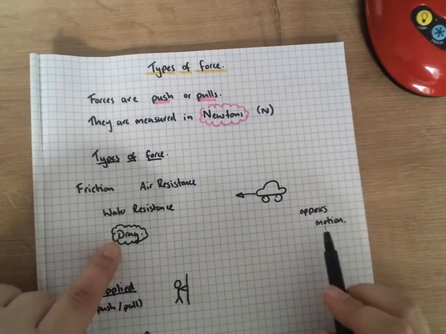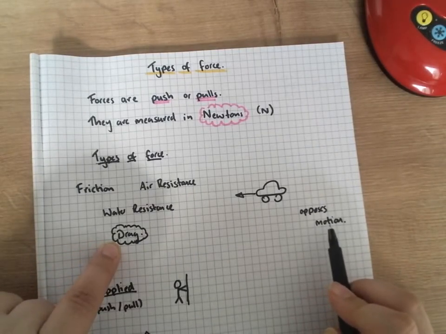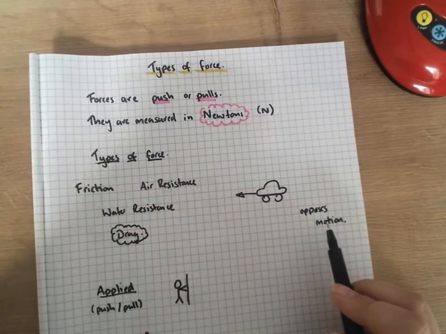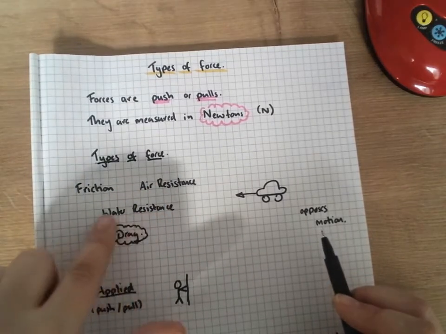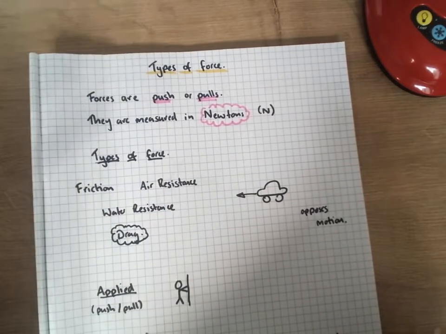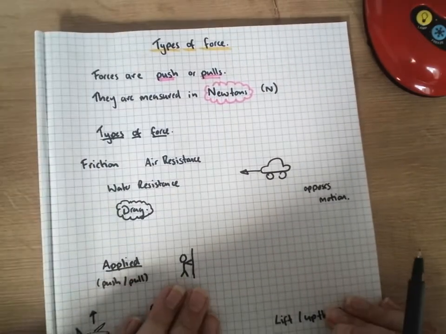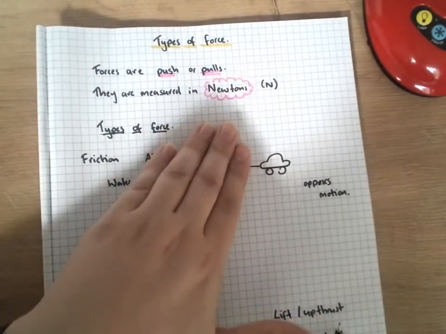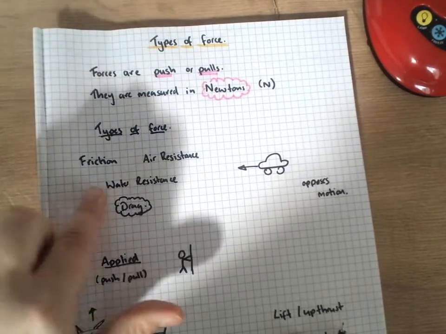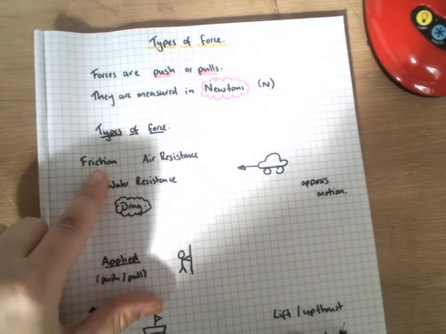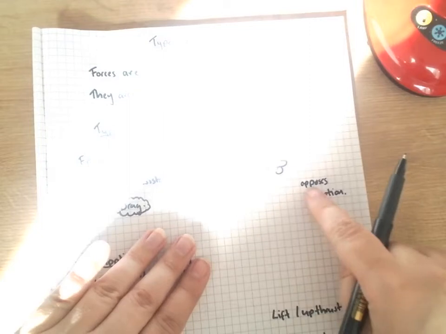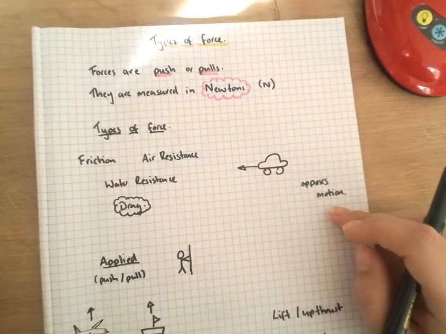Essentially, what these do is they oppose motion. So we have friction, we've got air resistance, we can also have resistance within a fluid, so we could call it fluid resistance or water resistance. But essentially, if it's on a solid surface, if I'm moving my hand across my book at the moment, I'm having two solids in contact, so I'm having friction, which is trying to slow my hand, trying to oppose the motion of my hand.